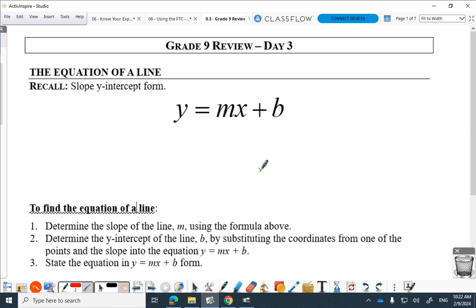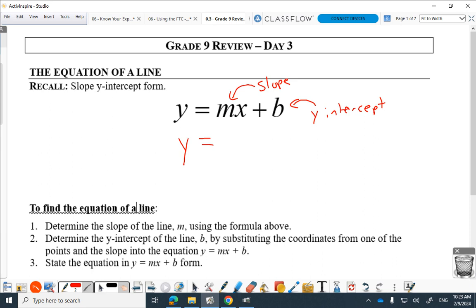Slope y-intercept form. What we like and why y equals mx plus b is important is that if we have an equation with y isolated on the left side, we can easily pick off what the slope is and what the y-intercept is. And that really helps us for graphing, if we can pick those two things off. Today we're going to do the reverse. We're going to be given information, and we've got to figure out what the slope and y-intercept is and build the equation. Sounds pretty straightforward.